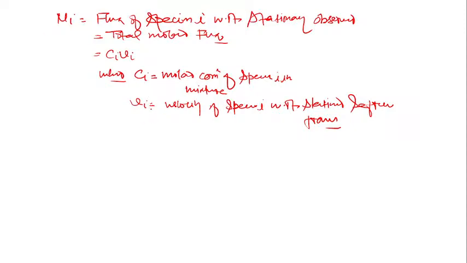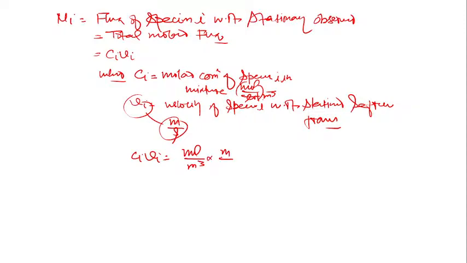What is Ci? Mole per liter, let's say mole per meter cube. And what is Vi? Meter per second. If you multiply Ci into Vi, mole per meter cube times meter per second, it simply becomes mole per meter square per second, and this is called molar flux.